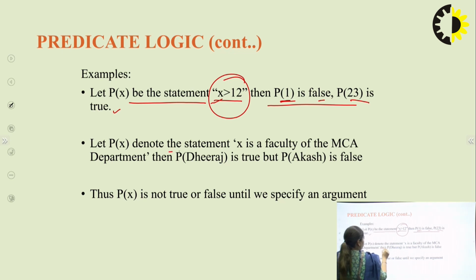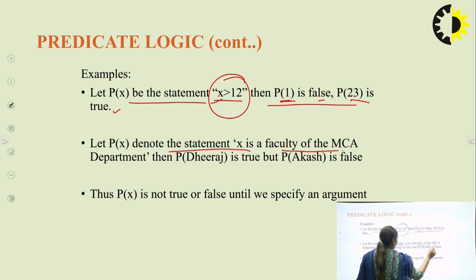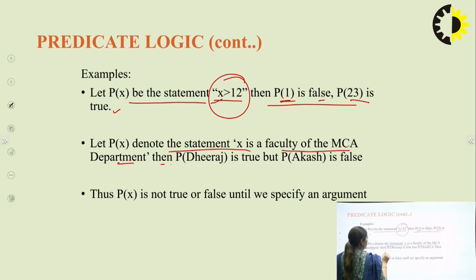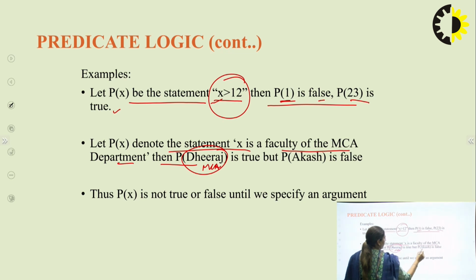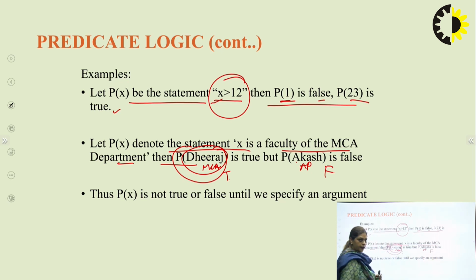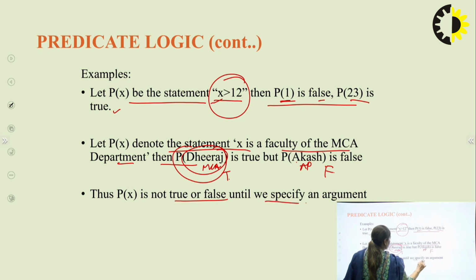Let Px denote the statement x is a faculty of MCA department. Suppose Dheeraj is in MCA and Akash is in applied science or some other department, right? Then for this statement, P(Dheeraj) is true and P(Akash) will be false, right? Thus, Px is not true or false until we specify the argument. So, the most important thing is we have to specify this argument here.